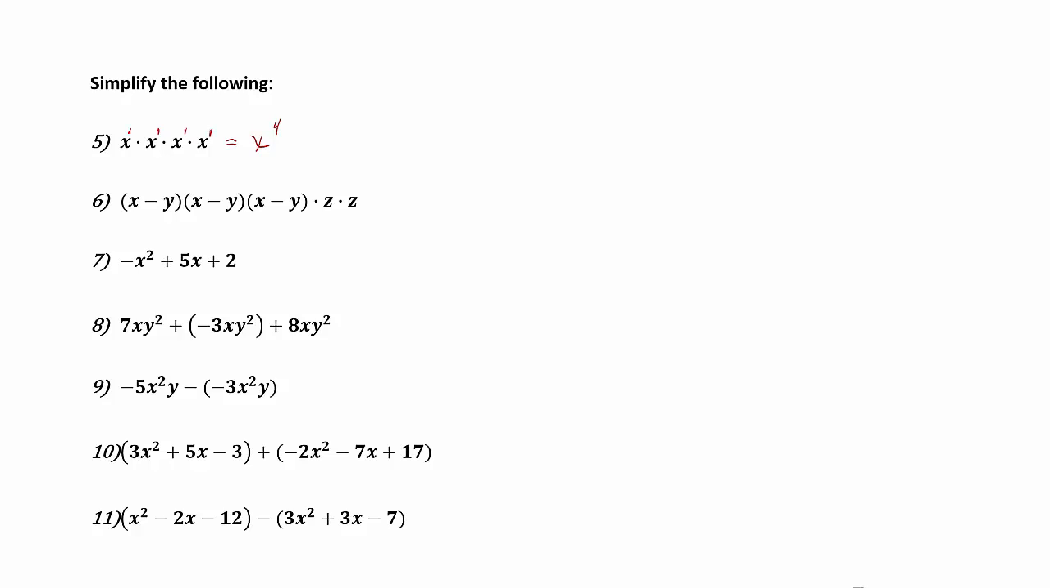For this next one, we have 3 bases that are the same. This is really x minus y to the first, times x minus y to the first, times x minus y to the first, times z. So this can be written as x minus y, that's that base, to the third, when we add up 1 plus 1 plus 1, times z squared, because this is z to the first times z to the first.